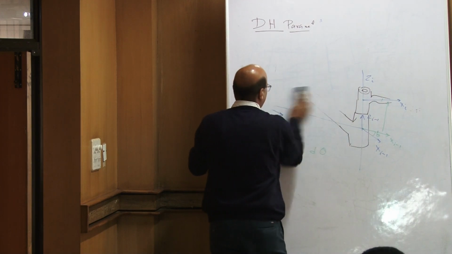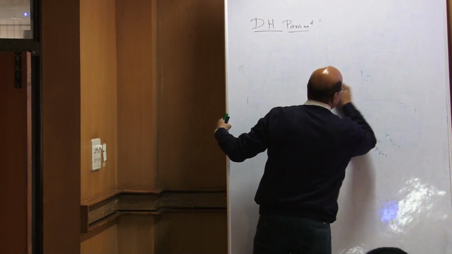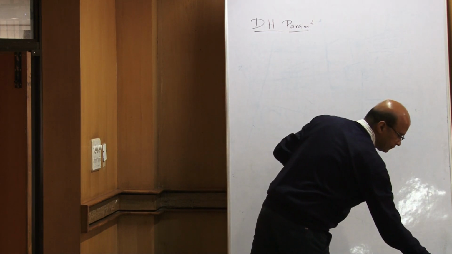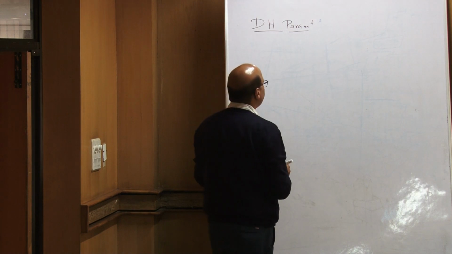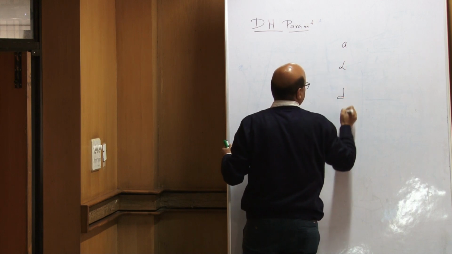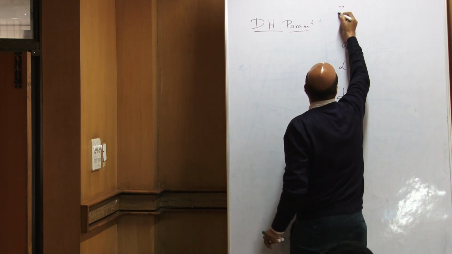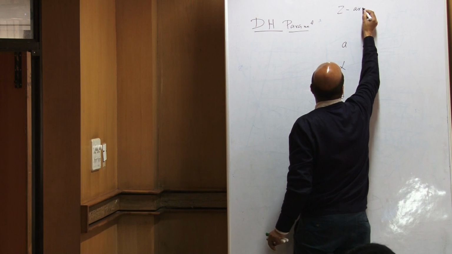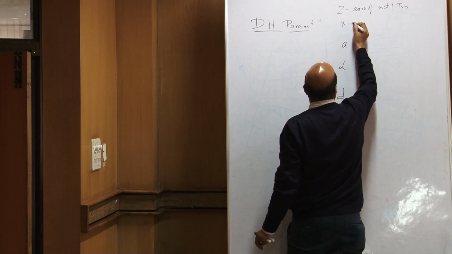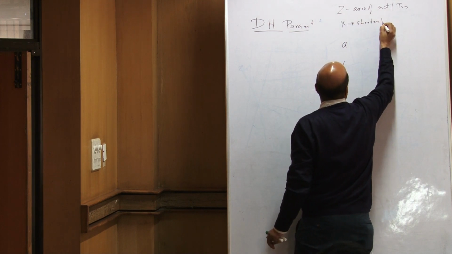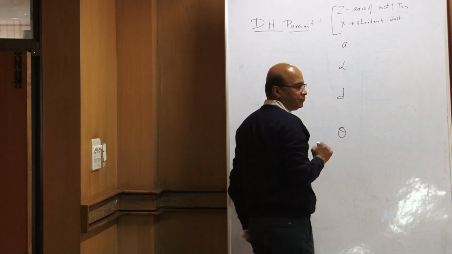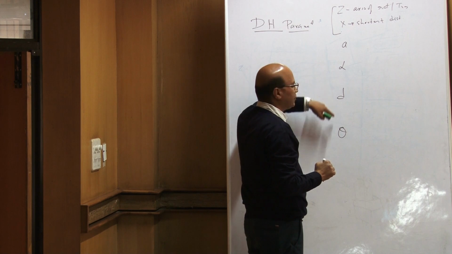So what we need to keep in mind is that parameters A, alpha, d, theta. The base is the axis: the z axis is the axis of rotation or translation, and the x axis is the shortest distance. Okay. So these are the two things for putting an axis. The moment we put an axis, then we can find these 4 parameters.